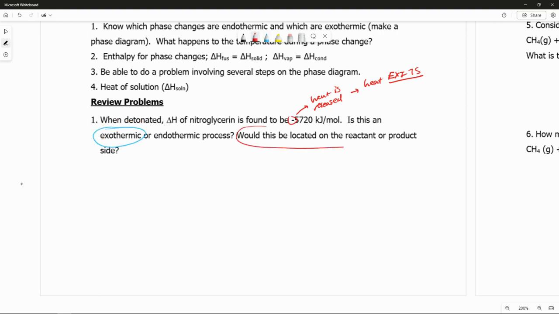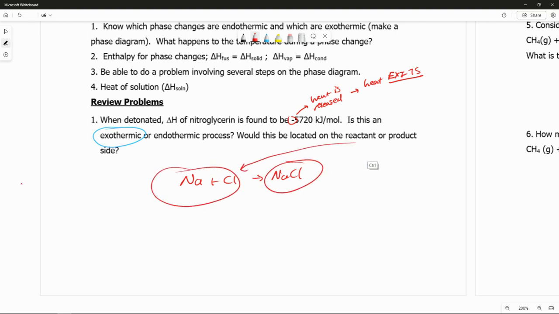All right. Would this be located on the reactant or product side? Well, this is asking about our equation. So for every equation in chemistry, if I give you an example that has nothing to do with this, we're going to have like Na plus Cl produce NaCl. Basically, it's saying that when detonating, it's going to have an equation like this. So will it be on the left-hand side of the arrow, which is the reactant side, or the right-hand side of the arrow, which is the product side?